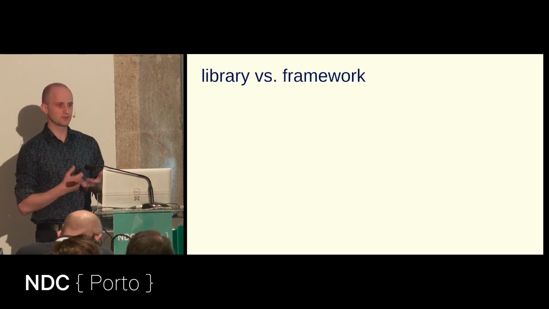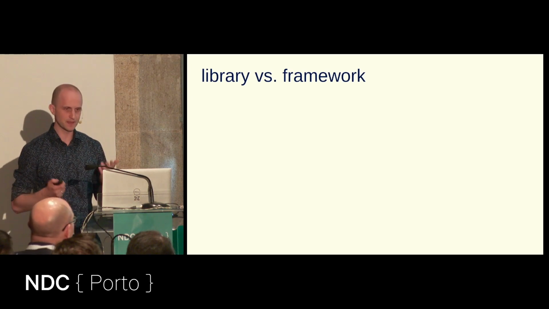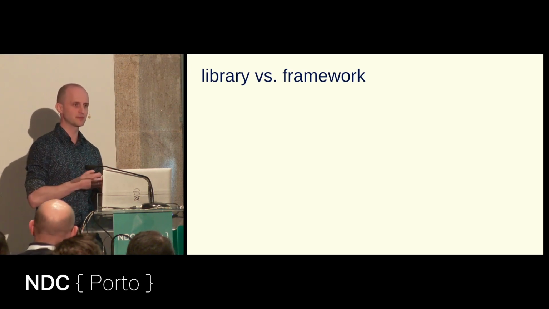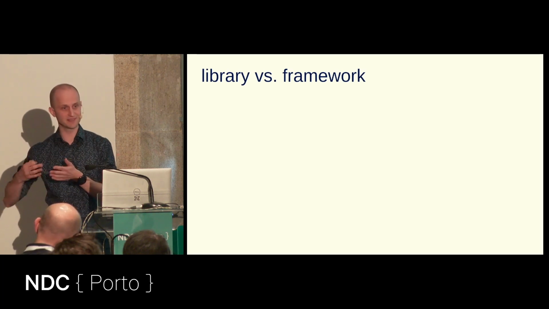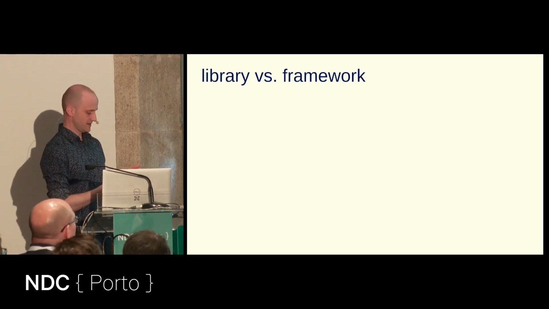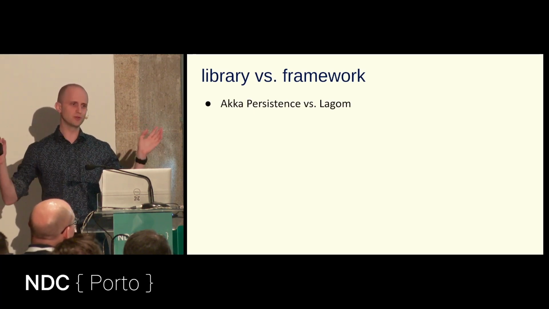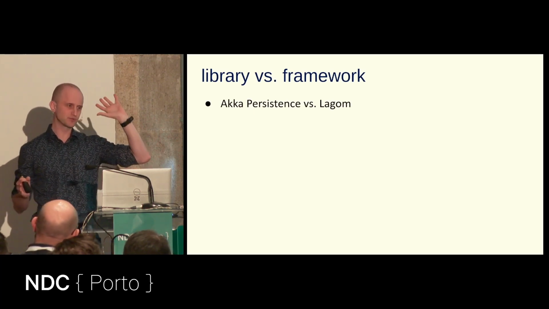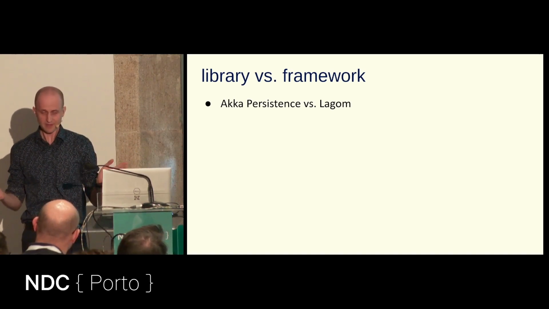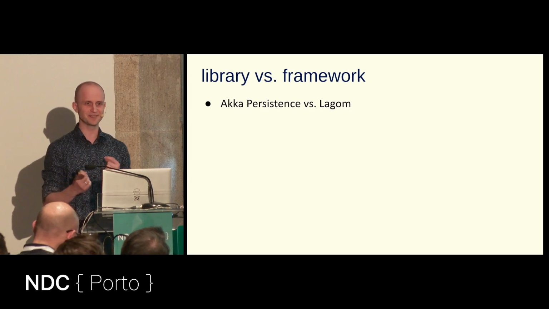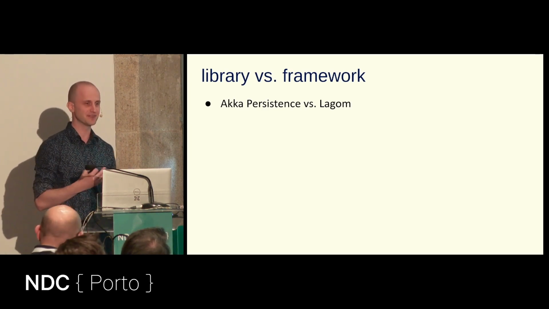Library versus framework. What's the difference? Because I'm using these notions very often. Usually removing a library from your code base is much easier than removing and replacing a framework. A good example could be Akka Persistence versus Lagom. Lagom is a full-blown event sourcing framework. You just need to put commands here, events there, and Lagom will do the magic for you, unless you have a very specific business use case. And then you need to adjust this use case to the framework.